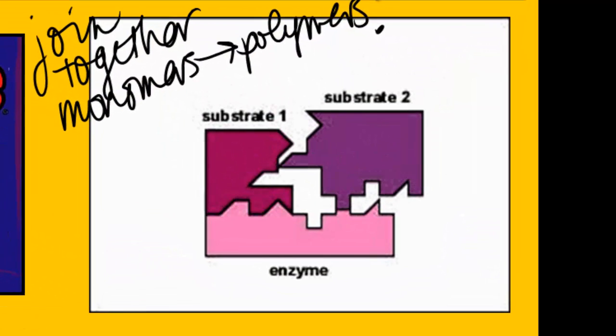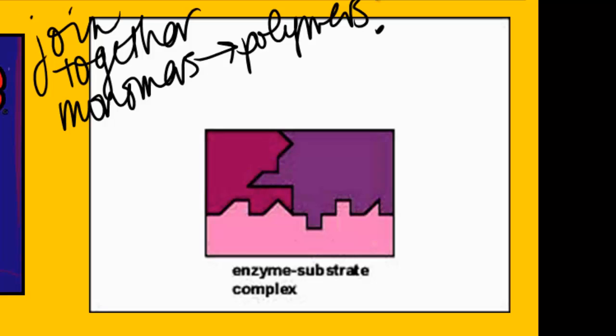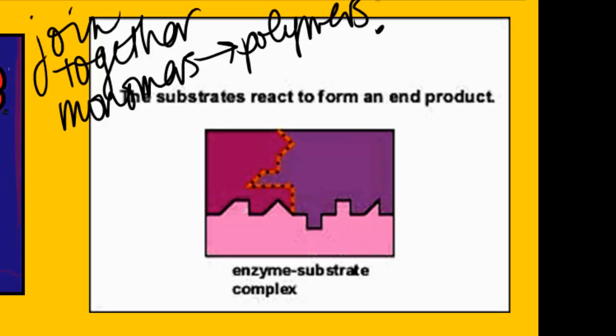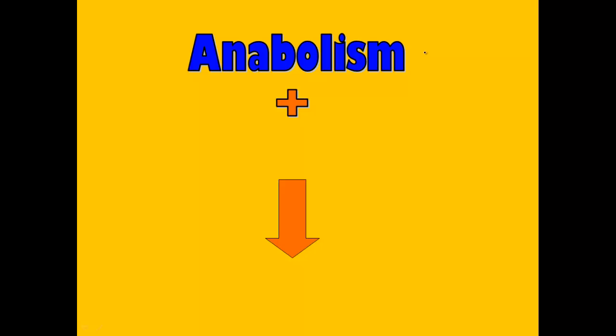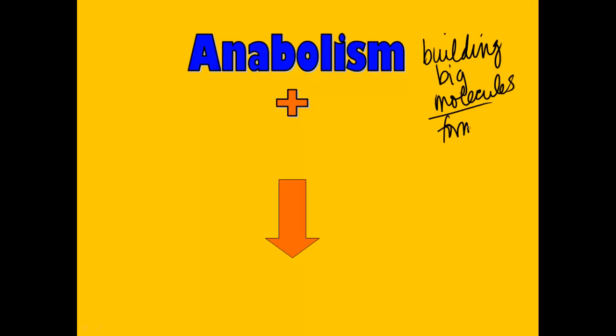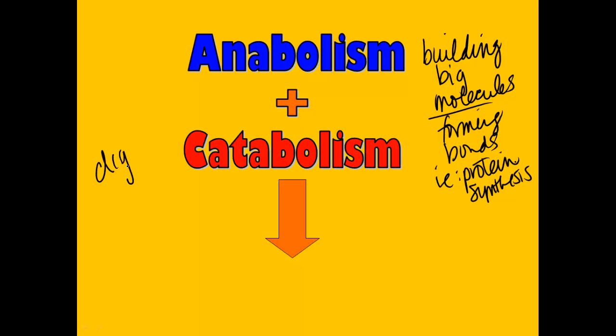So you see two substrates joining the active site of an enzyme. The enzyme stresses the substrates, a bond is formed, and you end up with one product. Anabolism: all of the reactions in your body that are joining, building molecules, are anabolic reactions. An example of this would be protein synthesis, forming bonds between amino acids. So there are enzymes that do anabolism and enzymes that do catabolism, like digesting, breaking apart bigger molecules into smaller molecules.